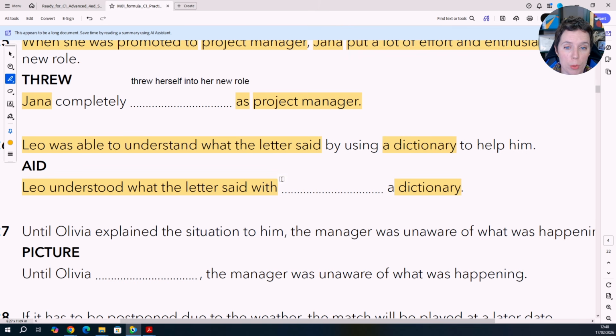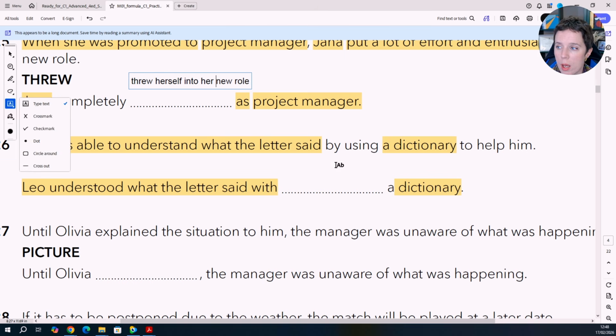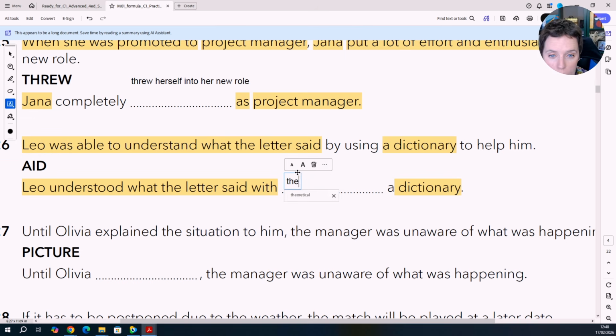And before a noun, what do we normally have? An article. So let's add in. So the article would be the, and then we've got aid as the noun. With the aid, we know that we definitely need at least one more word because we need between 3 and 6 words. So Leo understood what the letter said with the aid of a dictionary. Here we just need the word of: the aid of a dictionary.